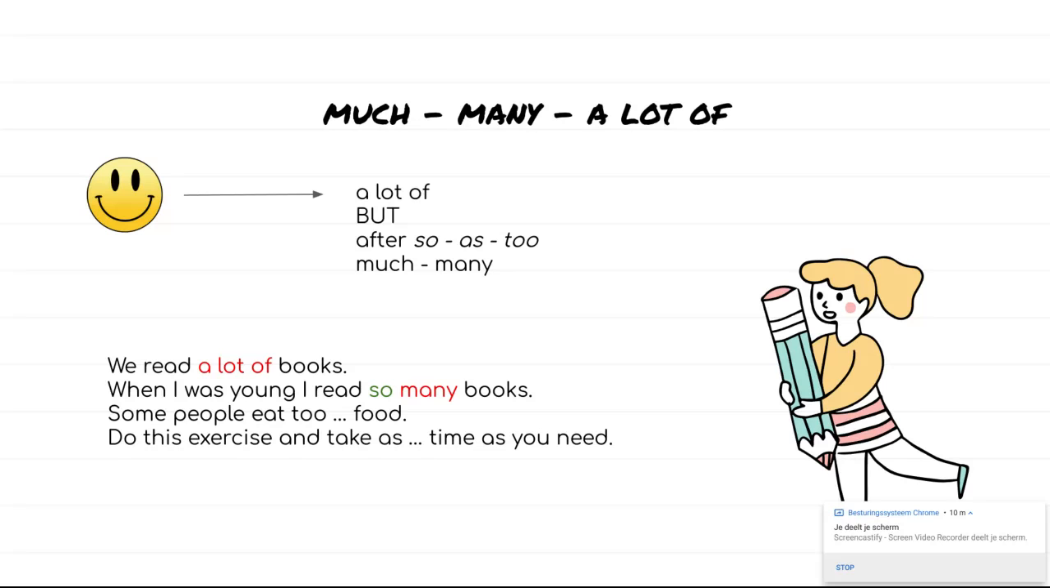Some people eat too a lot of food. You can't do that. Because of too, you have to use much. Why much? You can't count food, so you have to use much.